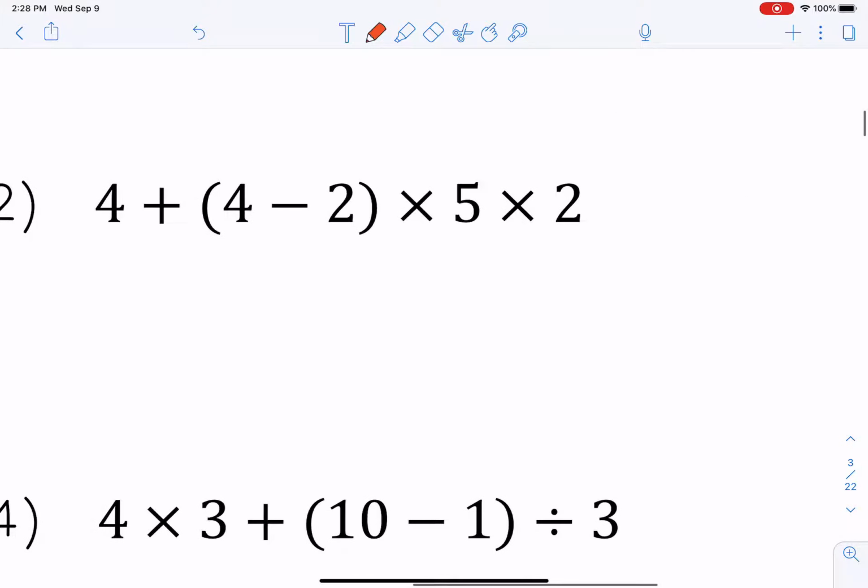In my next example, I'm going to look for parentheses first. So this 4 minus 2.